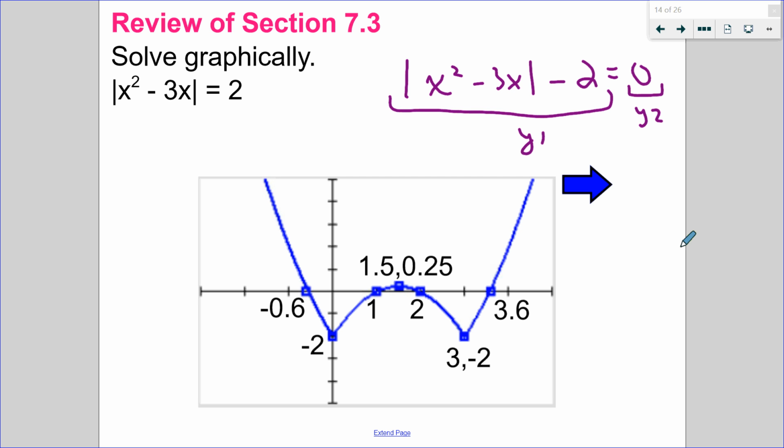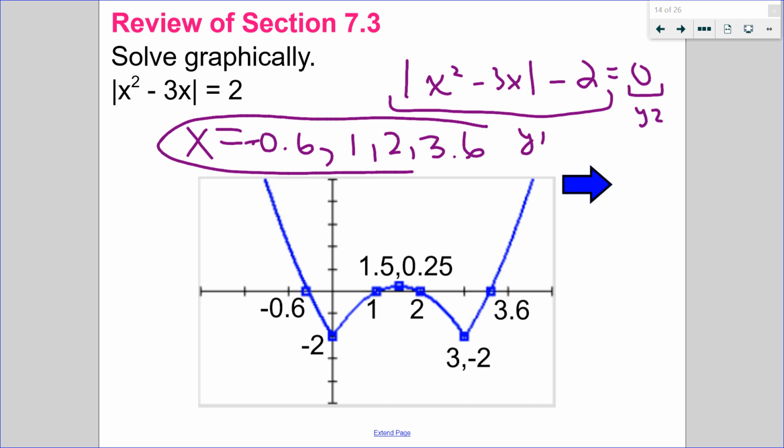Now that I have my graph, it's just a matter of reading the graph and identifying what my solutions are. Since I set it equal to 0, my solutions are the x-intercepts. Stating my solution, I'll just do it from smallest to biggest. It would be negative 0.6, 1, 2, and 3.6 would be the entire solution.